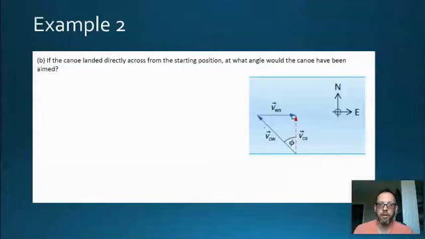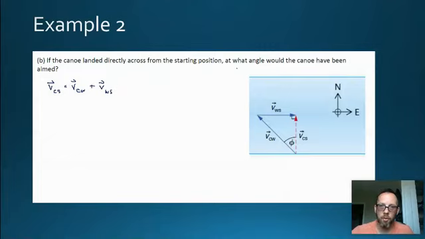If the canoe landed directly across from the starting position, at what angle would the canoe have been aimed? And so you can see we have the vector diagram there. It's just the same situation we had from before. The velocity of the canoe with respect to the shore is the velocity of the canoe with respect to the water, plus the velocity of the water with respect to the shore. That's already been done for us. And we know two of those three things.